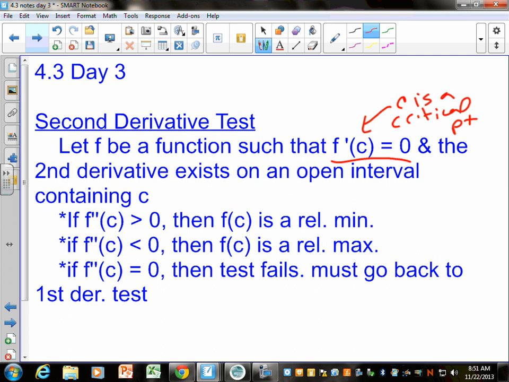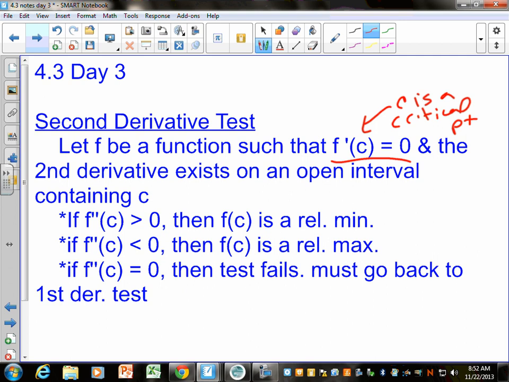And the second derivative exists on an open interval. So if you find your critical points and then you look and see what happens in the second derivative, then you can tell if it's a max or min without having to make the number line. And so we'll do one and I'll show you how it's really easy, and then we'll look at one maybe that the second derivative test would be terrible.